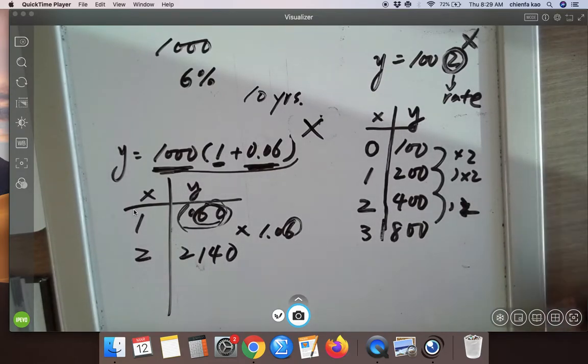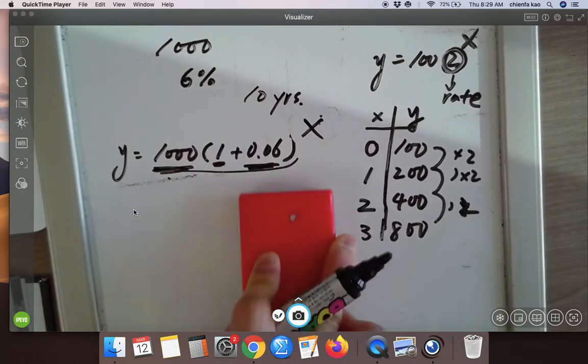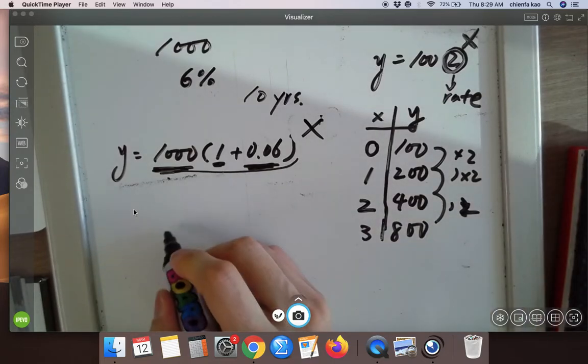What I'm trying to tell you is that these exponential functions in general have a form. The form is this.